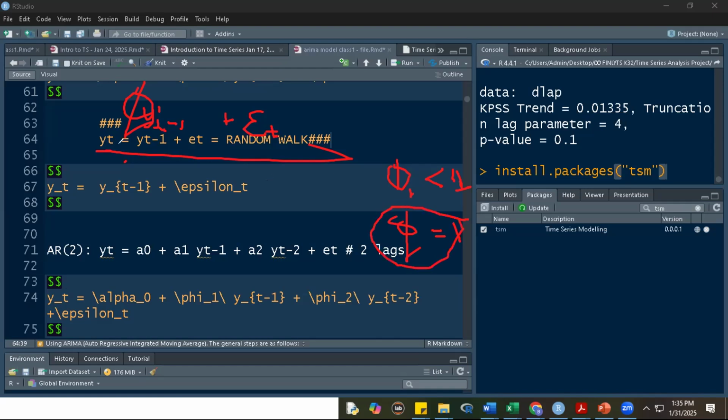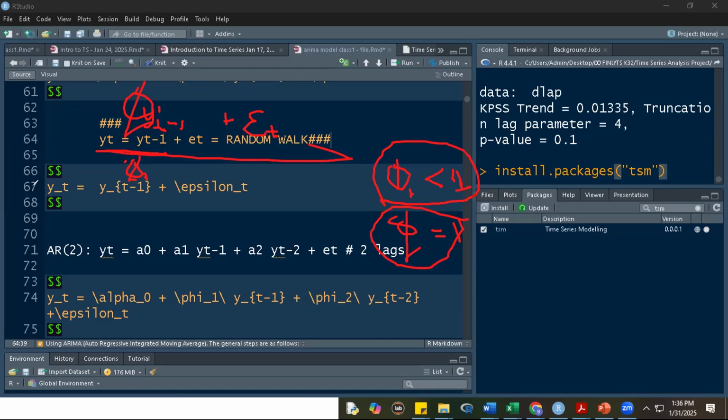Take a look again at your random walk. Y sub t is equal to y sub t minus 1 plus epsilon sub t. So there is actually a phi 1 here. However, your phi 1 is equal to 1. So when your phi 1 is equal to 1, then you have a random walk. An AR process should have a phi, which is the coefficient of your y sub t, to be less than 1. So please take note of that distinction.